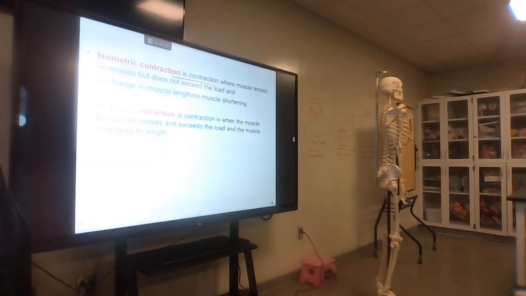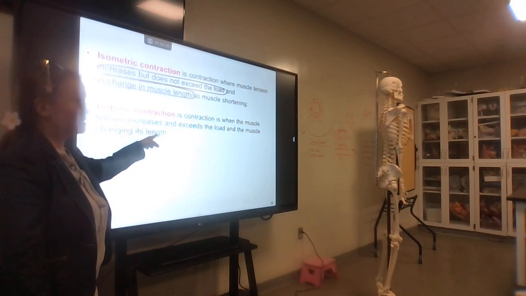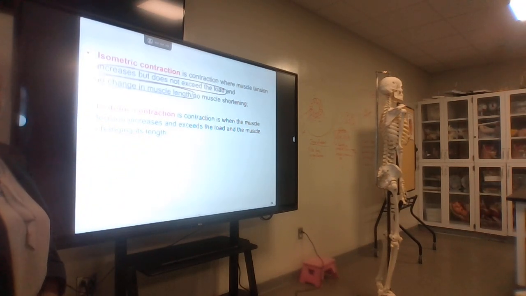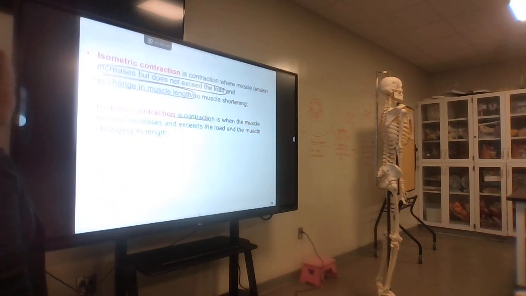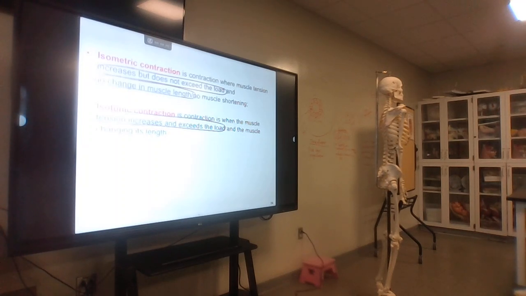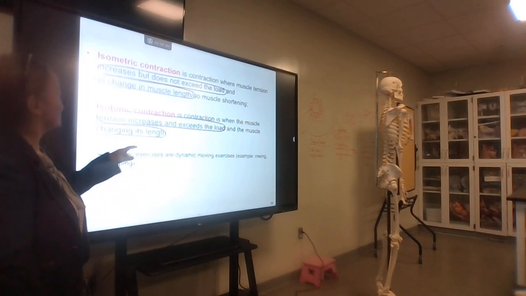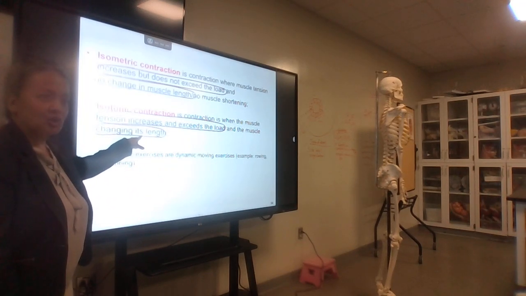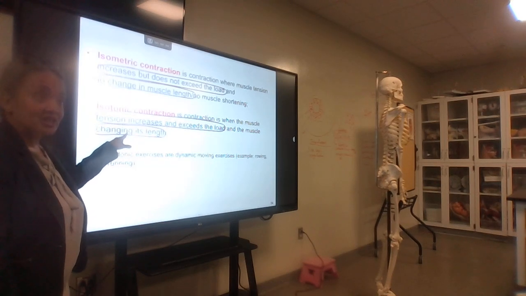So that's isometric. Isotonic contraction is when the muscle tension increases more than the load, and the muscle length is changing. This is the one when the muscle shortens. Isotonic. Let's try to understand that better by looking at the exercises. So isotonic, your muscles are shortening, your muscles are changing in length.